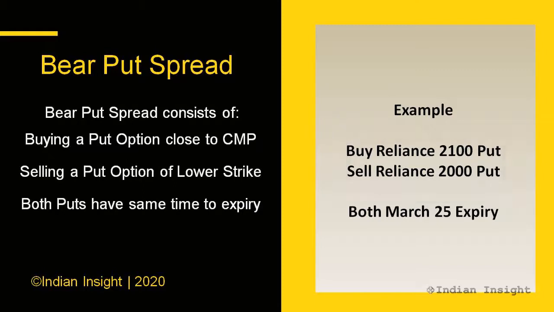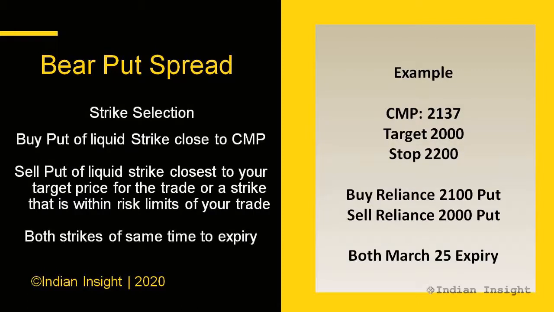You can buy this spread when you have a bearish outlook on the price of the underlying security. The natural question you would ask is, how do you select the strike price for the put options of this strategy? Now this depends on your view on the market. Let's say you have this view on Reliance, that is, you want to go short around the current price of 2137 for a target price of 2000, and your stop loss price is 2200. In this case, you can buy the put for a strike closest to the current market price, provided there is enough liquidity for that strike price.